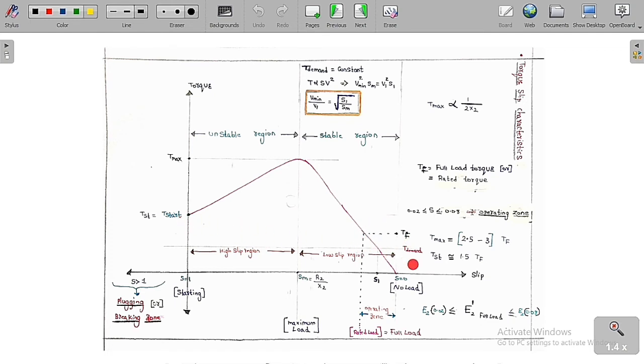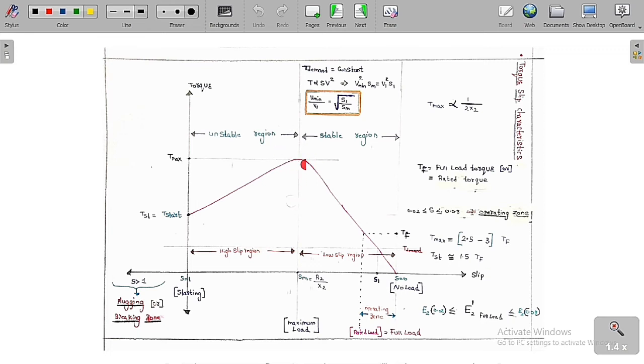So this is a point that you always have to remember. Starting torque is always greater than the full load torque, and the maximum torque is also greater than the full load torque. So we can say maximum torque is greater than starting torque, and the starting torque is greater than the full load torque. Maximum torque is nearly 2.5 to 3 times the full load torque, and the starting torque is nearly 1.5 times the full load torque.